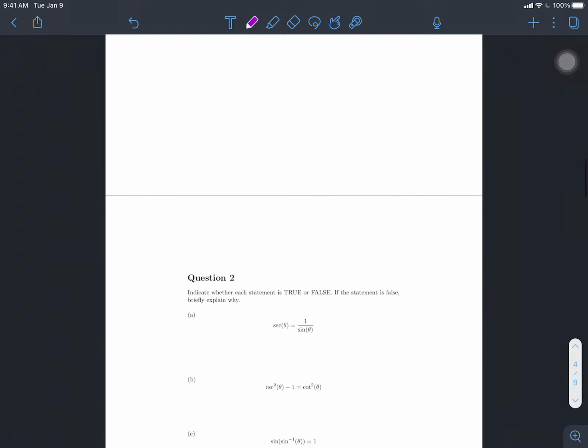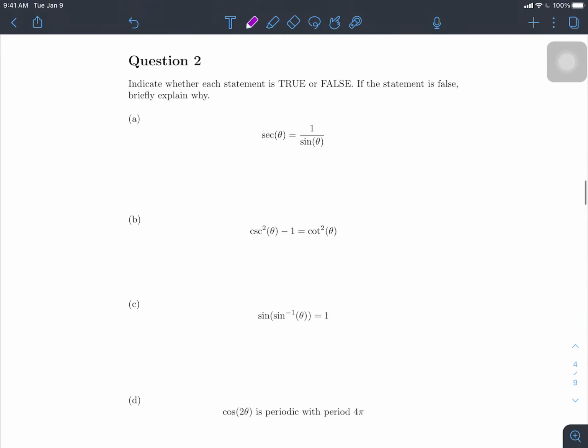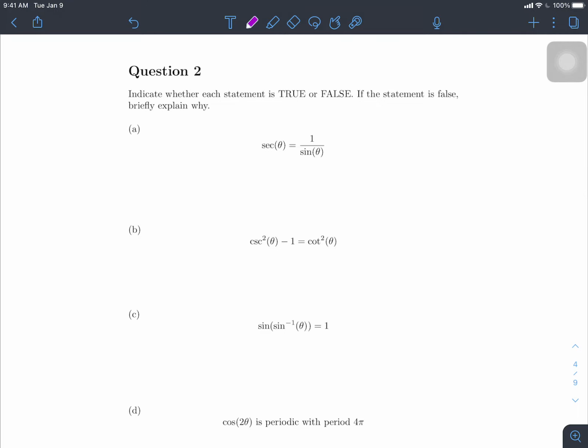So let's move on then to question 2. So question 2, as usual, I give a bunch of true and false questions. This first one should immediately kind of rustle your jimmies, because we know that secant theta does not actually go with sine theta. We had the property that secant of theta was equal to 1 over cosine of theta.